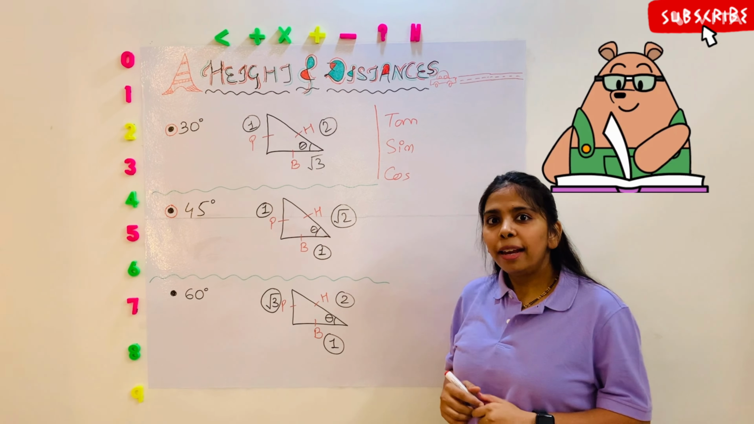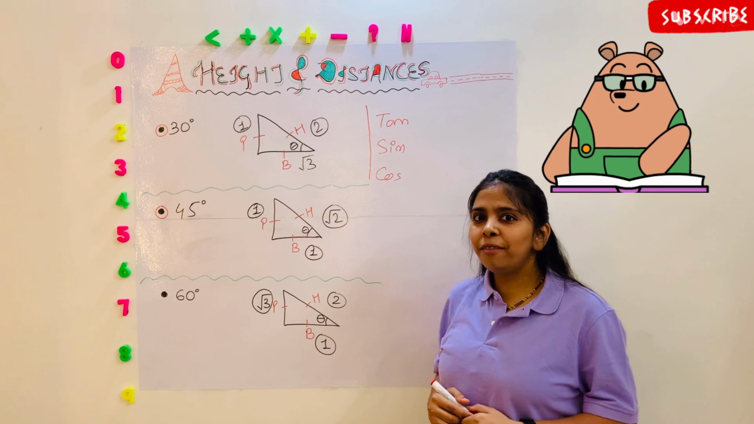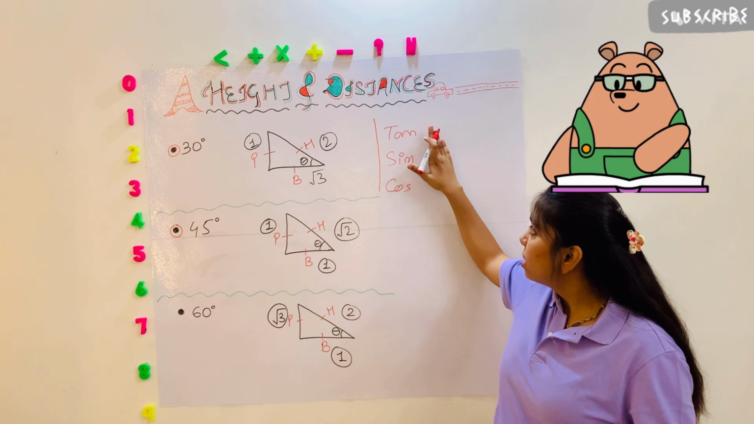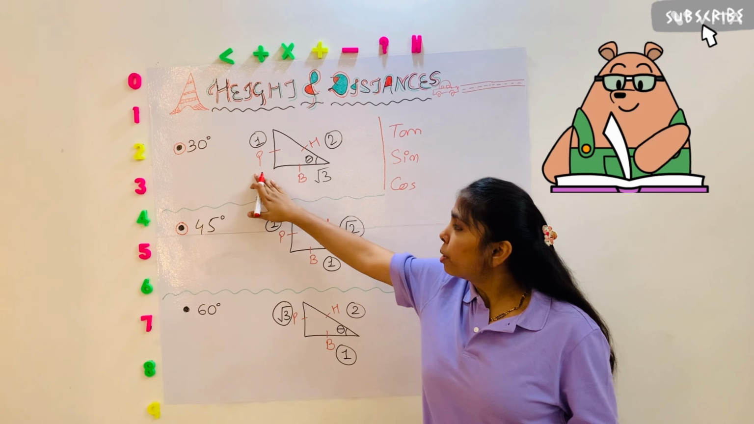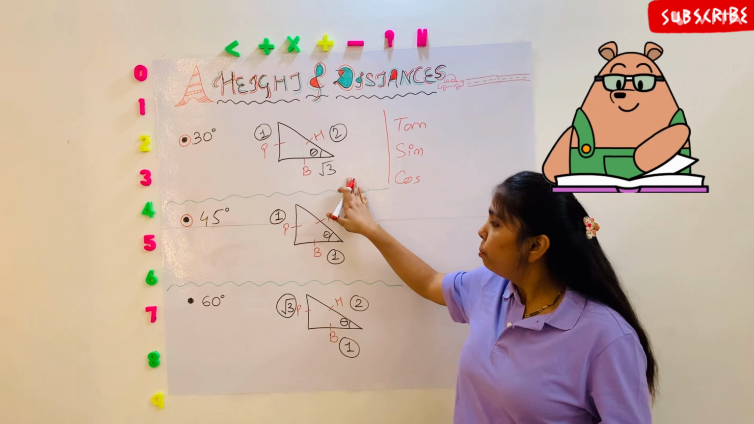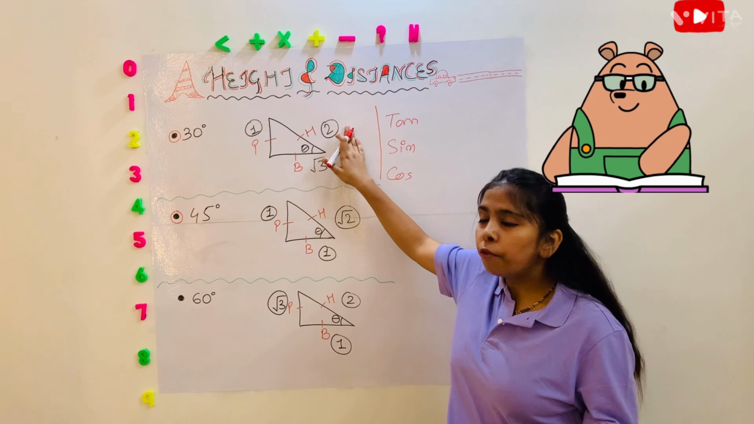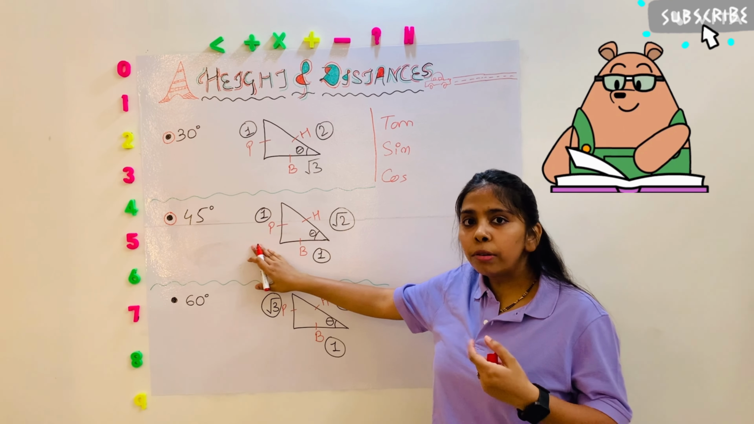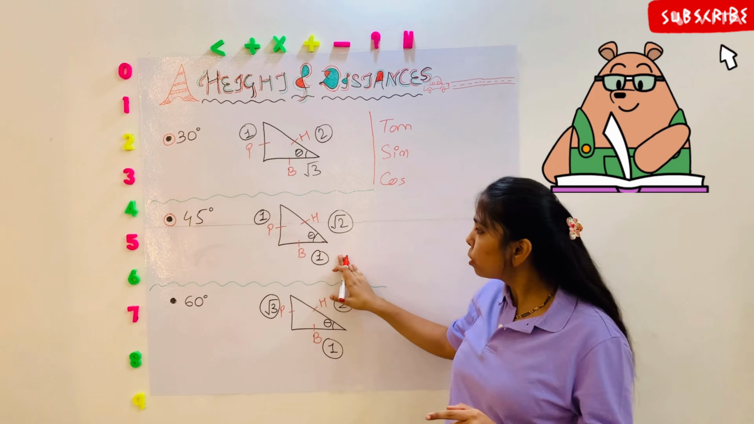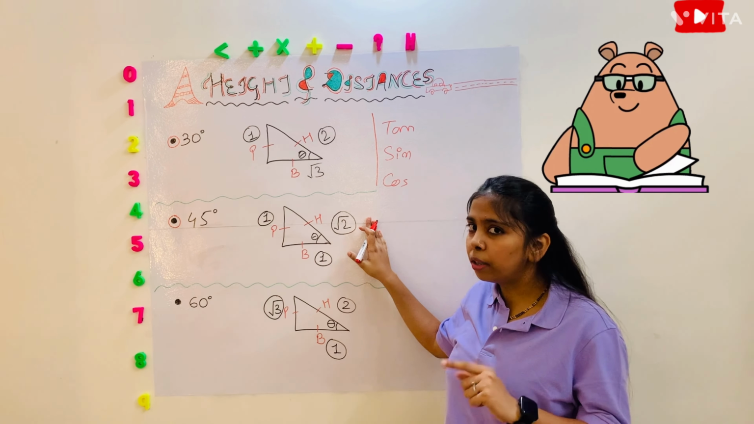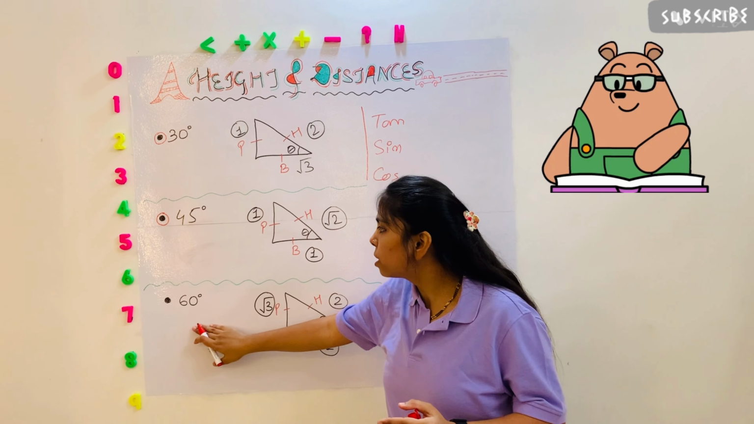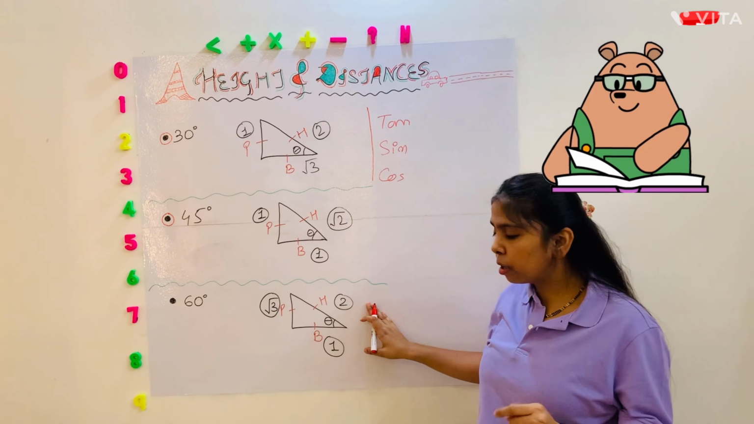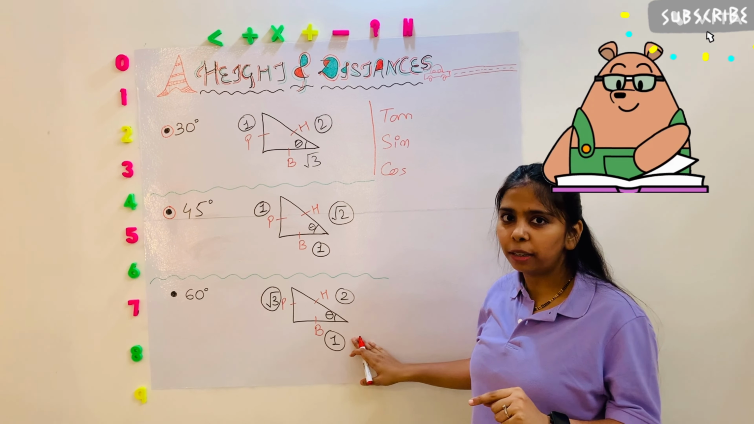Okay. Let's do a quick review on what we have learned so far. The angle 30 degree in every case, tan, sine and cos: the value of perpendicular is equal to 1, the value of base is equal to under root 3, and the value of hypotenuse is 2. And in the case of 45 degree, the value of perpendicular is equal to 1, the value of base is equal to 1, and the value of hypotenuse is equal to under root 2. And in the case of 60 degree, the value of perpendicular is equal to under root 3, the value of hypotenuse is equal to 2, and the value of base is equal to 1.